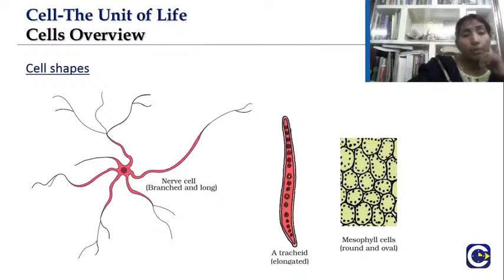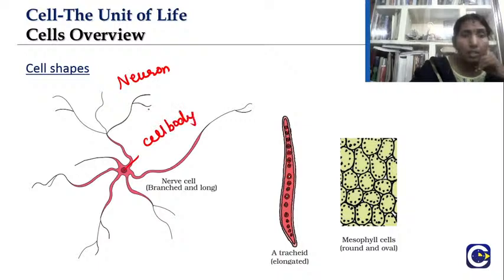So here, what you observe is the neuron, which is the structural and functional unit of the nervous system. You can see the neuron, right? This is the cell body. These are the short processes or the dendrites, as we see. This is the long process or the axon, as you see. So you can see the trachea.